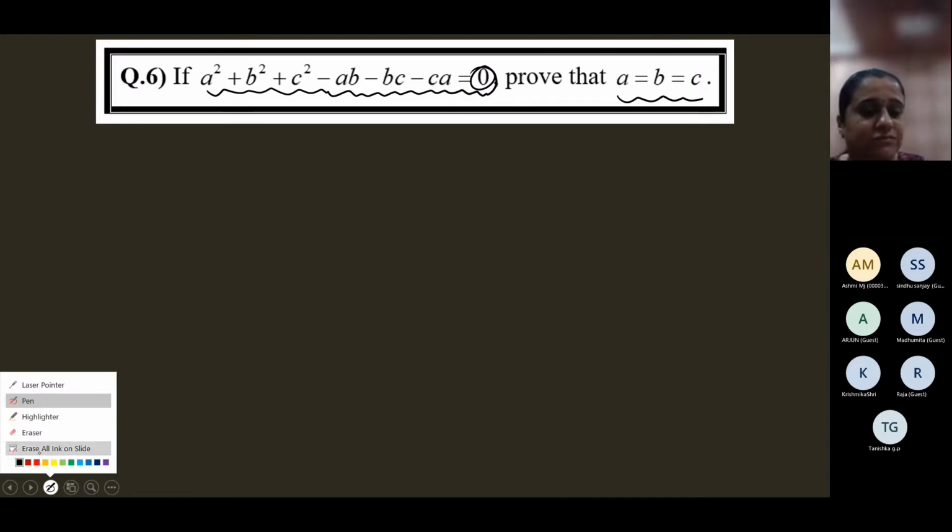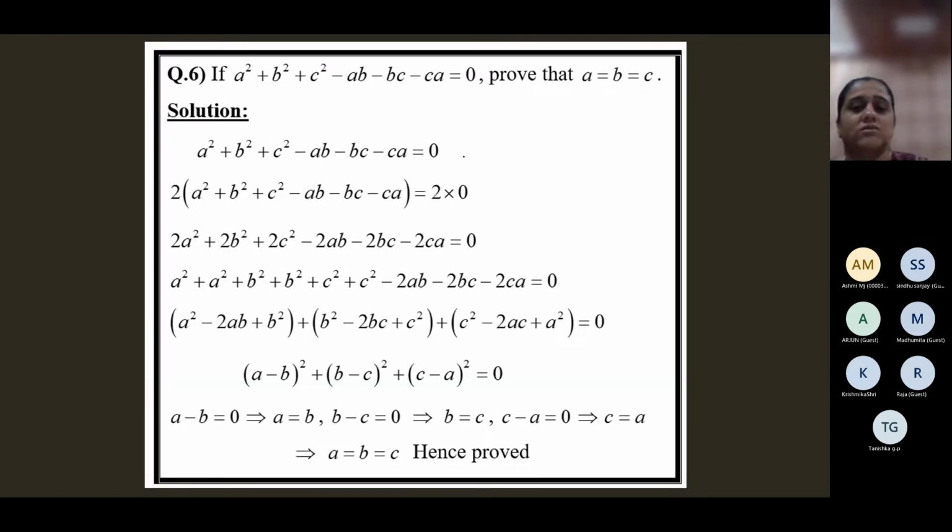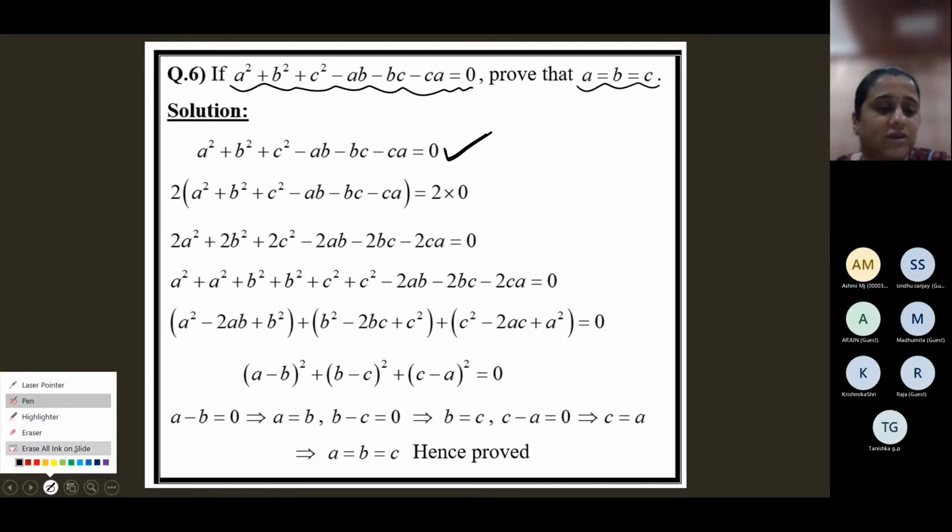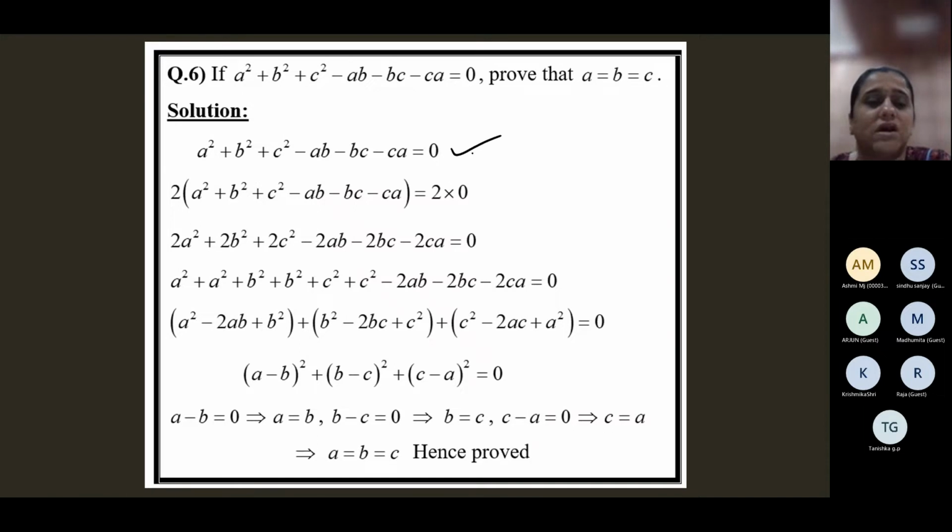All right. So this is what is given to us. We are given a square plus b square plus c square minus ab minus bc minus ca is equal to 0. This is given to you. You don't have to prove this. You'll have to prove the other one. So take up what is given. Multiply both the sides by 2, that is the LHS by 2 and the RHS by 2.